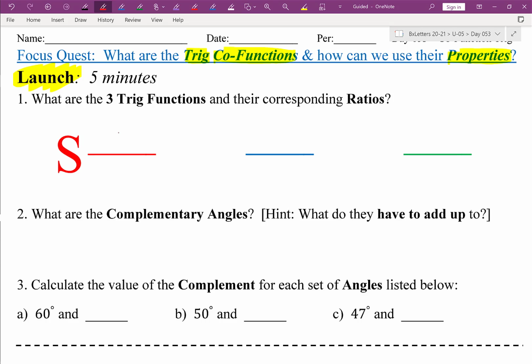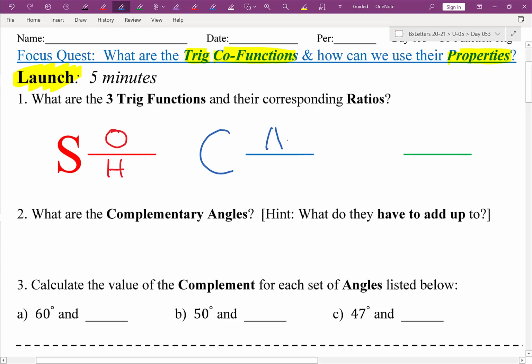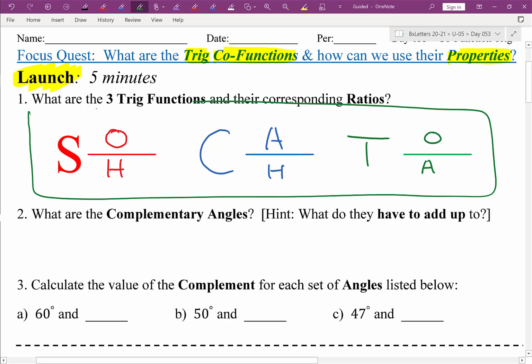All right, so for that first one, this is SOH, CAH, and lastly, TOA. Anytime you're doing trig, it's always good to have this written somewhere on your paper so you can reference it.